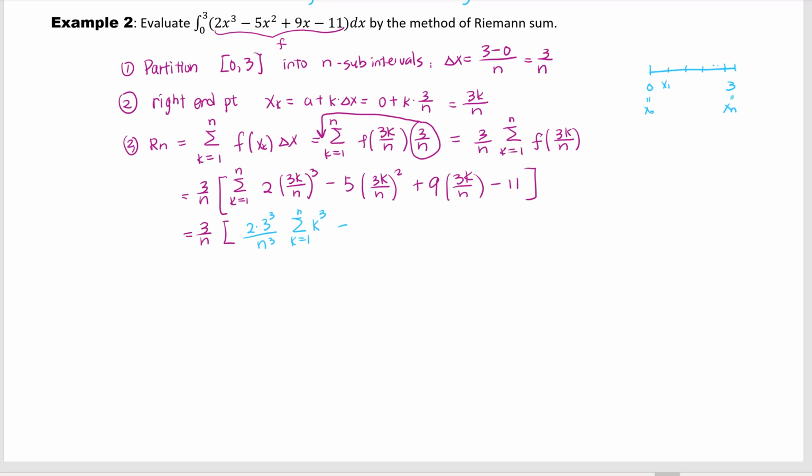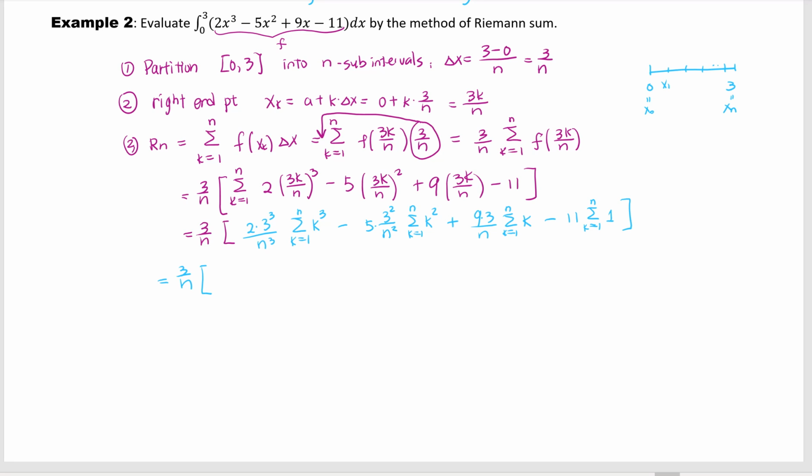And then the second term, we have 5. When we distribute the power, we get 3 squared and n squared. And we can move it in front of the sum as well, because this is a sum about k. As long as the expression has no k in it, then it's like a constant multiple. We can move it outside. Next one, 9 and 3 over n, and then we move it in front of the sum, so we have the sum of k. And then 11, when we move 11 out, it's like 1 is left. So far, so good, everybody. Okay, let's continue.